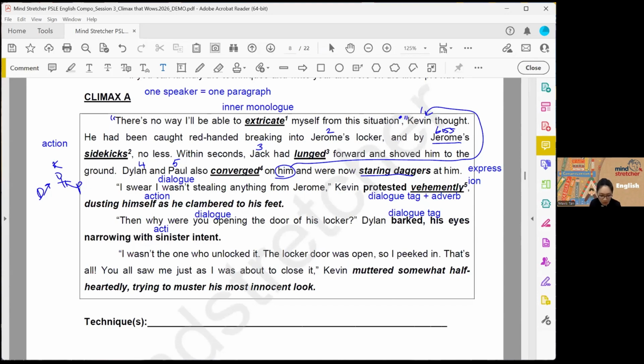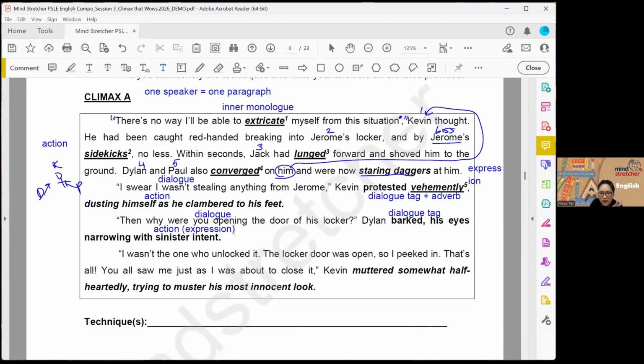Okay, and this action, if I want to be more specific, it's an expression, right? It's an expression. Okay. So later on, when we get to do a bit of practice, I want you to try this. Of course, you must punctuate correctly, but try this. Dialogue tag, adverb, action. Okay?